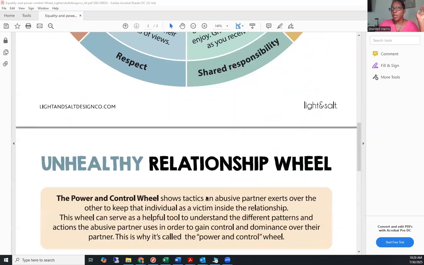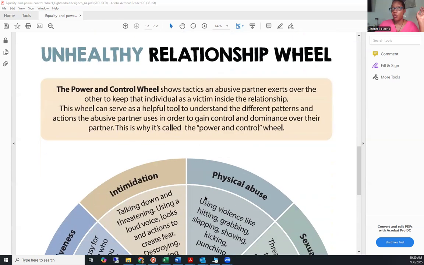Now, for the unhealthy relationship, the power and control wheel is what they call it. The power and control wheel shows tactics, because I was saying statistics. Tactics an abusive partner exerts over the other to keep the individual as the victim inside of the relationship.